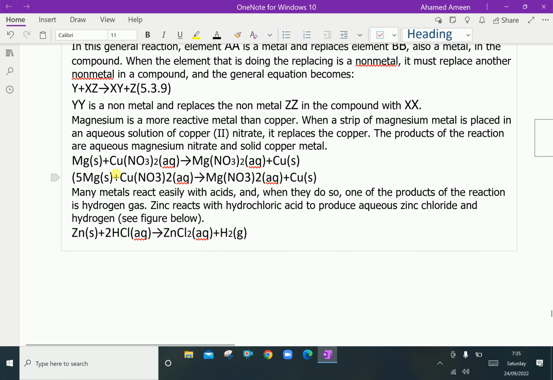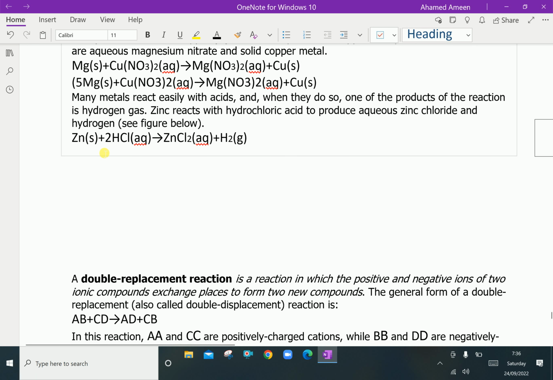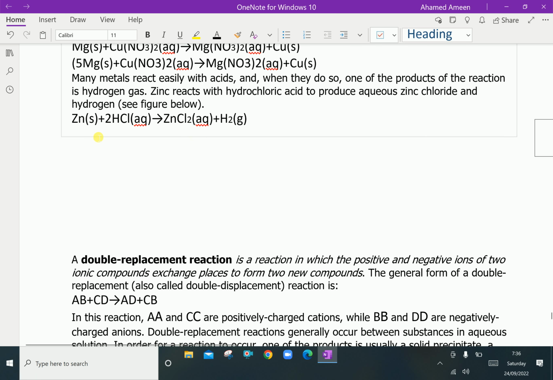For example, magnesium plus copper dinitrate, that is Mg plus Cu(NO3)2, gives Mg(NO3)2 and copper. Here NO3 is replaced to Mg, so it becomes Mg(NO3)2 and copper. One more example: zinc plus hydrochloric acid gives ZnCl2 plus H2. The chlorine combines with zinc, and Zn and H2 gas are separated.